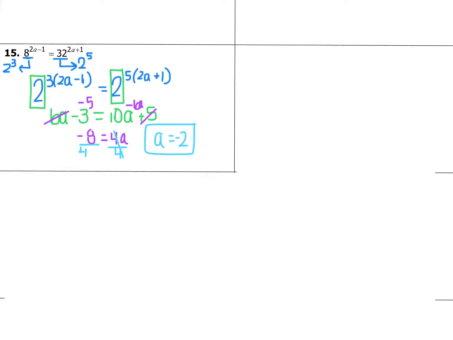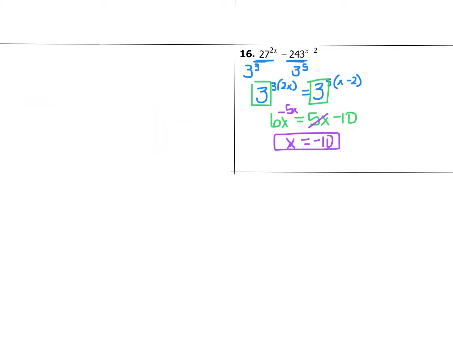So 8 and 32 have a common base of 2. So 8 is the same as 2 to the third, and 32 is the same as 2 to the fifth. So when I put those together with the exponents that already exist, I end up with 6a minus 3 and 10a plus 5. And then I solve a simple equation that gives me a equals negative 2.